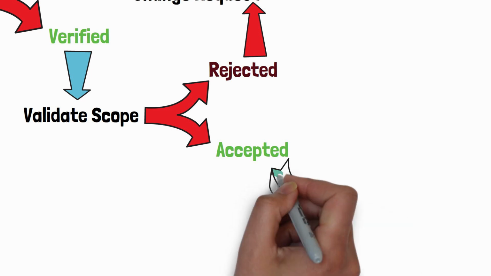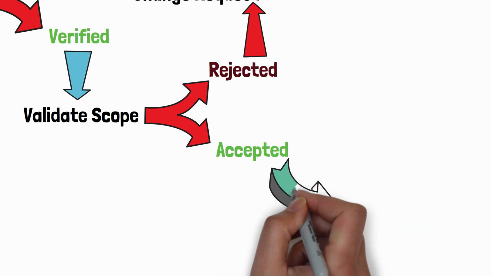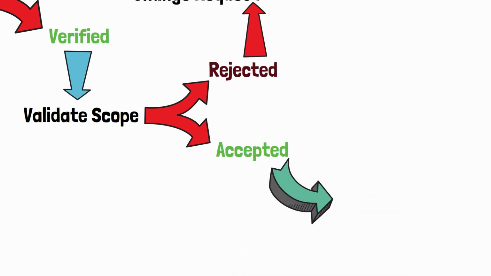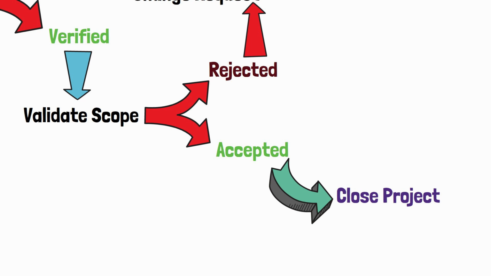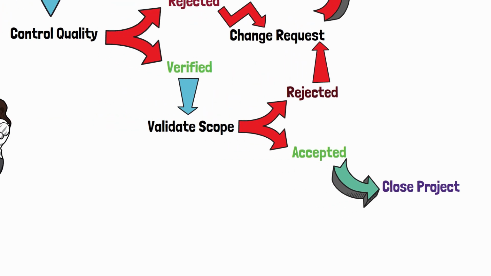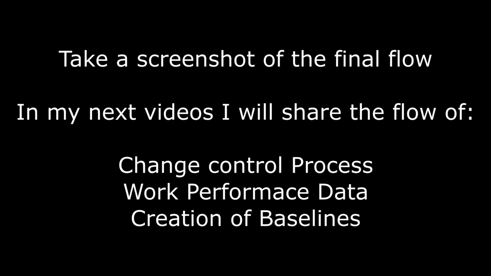And now finally, the deliverables accepted by the customer go to the final process group, which is close project. So this is the path of deliverables. Take a screenshot, guys. Check again and again.